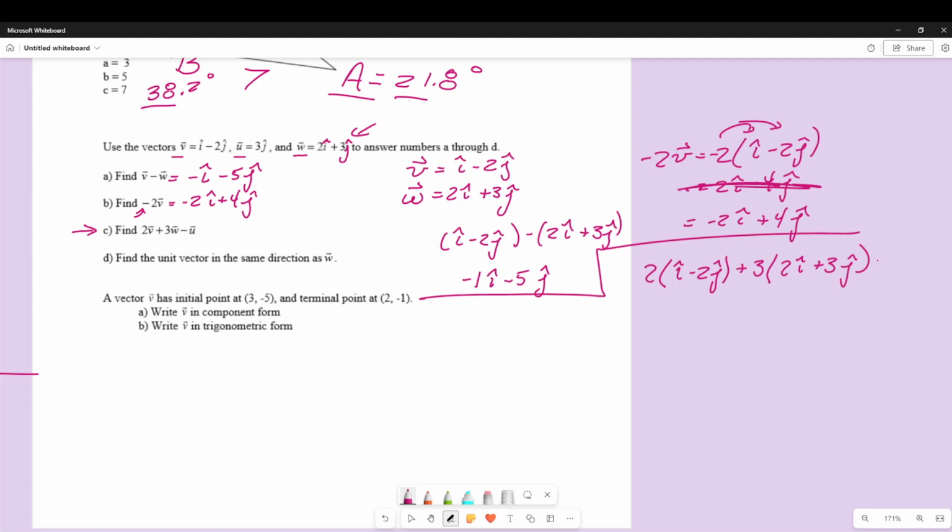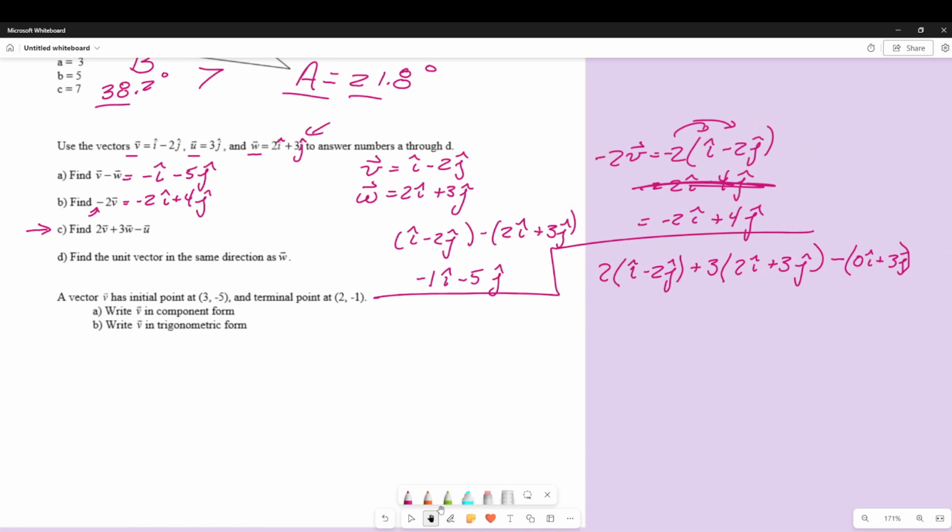And then minus U, and U is 3J, which we can think of as 0 I hat plus 3 J hat if you want to. So if ever one of them is missing, it's still there. It's just a 0. You don't have to write it that way, but if you want to think about it that way, it's perfectly fine. So 2I minus 4J plus 6I plus 9J minus 3J minus 0 I's, again, if you want them.